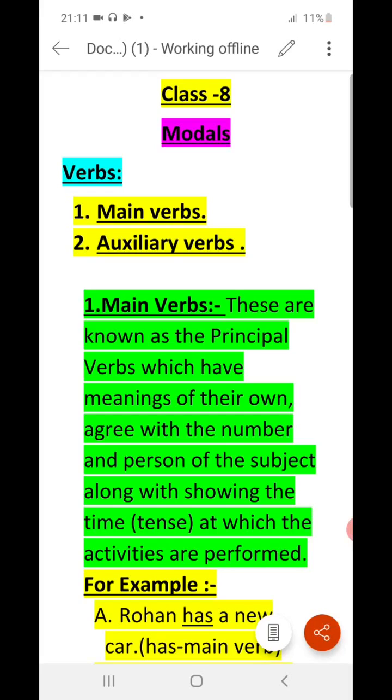So, we have verbs basically of two kinds. First, main verbs, and second, auxiliary verbs. Now, let us see the definitions of these verbs and differences between them.